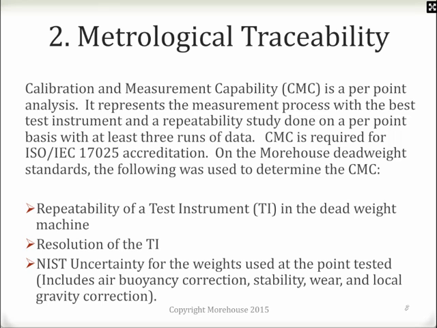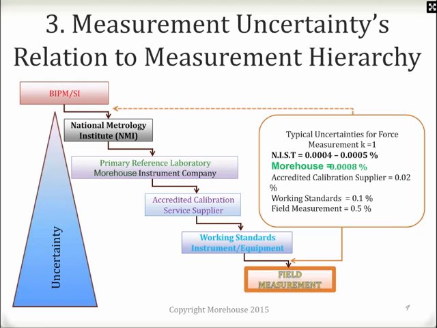On the Morehouse dead weight standards, the following was used to determine CMC. We used repeatability of the test instrument, otherwise known as TI. You'll see that abbreviated in several places. In our dead weight machine, we used the resolution of the TI, and we used NIST uncertainty for the weights used at the point tested. This includes corrections for air buoyancy, stability, wear, and a local gravity correction. We had gravity determined on our site at 4 different locations, and we took the average.